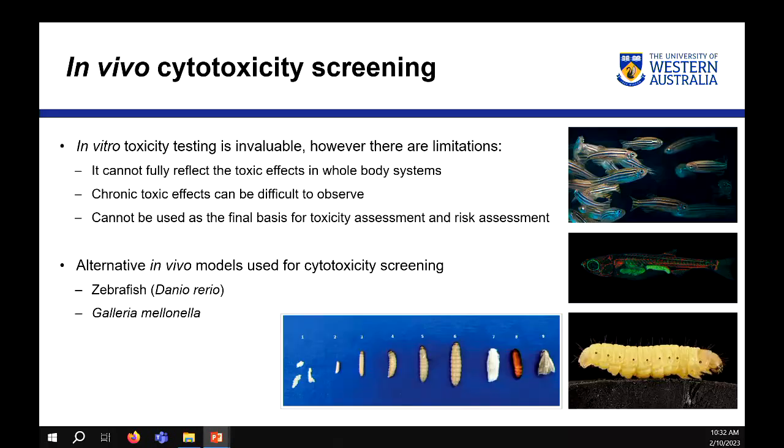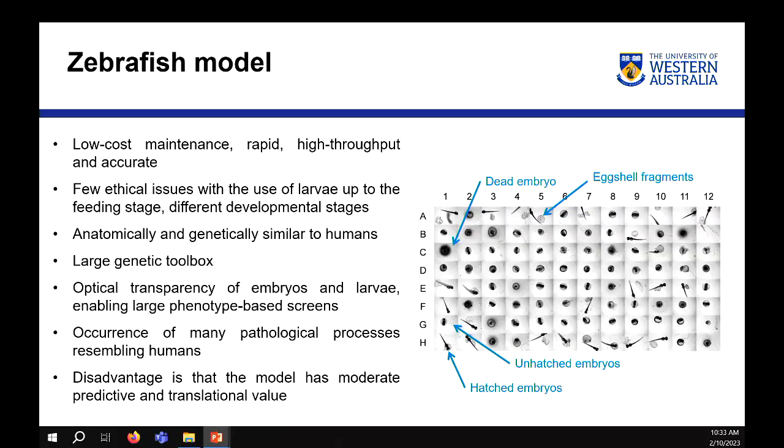You can see straight away that this zebrafish is glowing. And so there are a lot of markers. Like in mice, where you can get a library of mutant mice that have mutations in different genes, well, same thing for zebrafish as well. So it has a large genetic toolbox. There's also optical transparency of the embryos and larvae, enabling large phenotype-based screens.